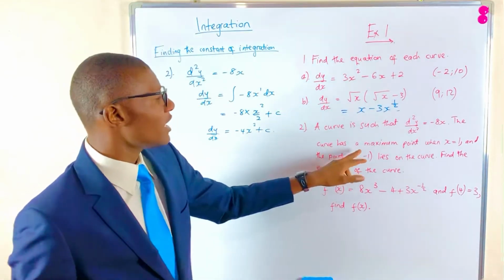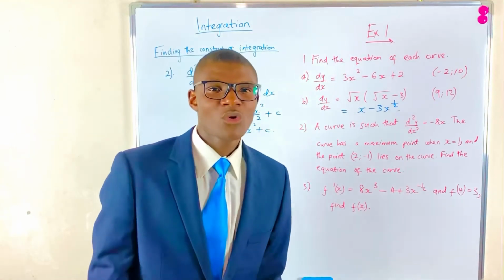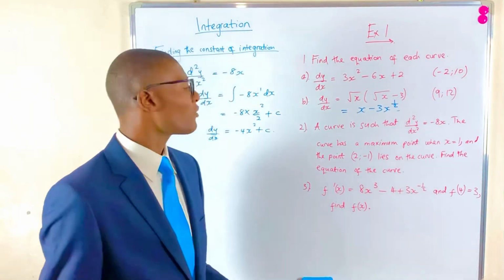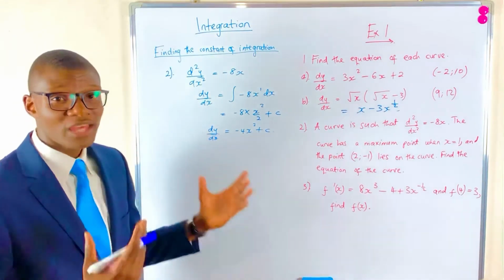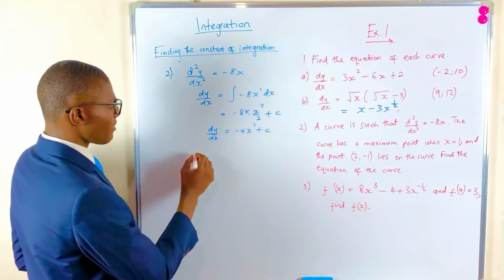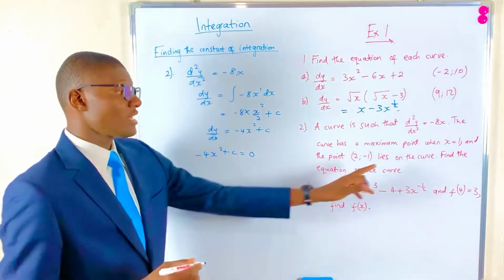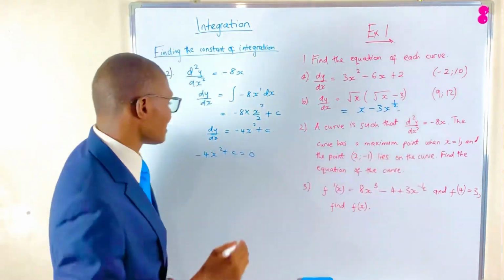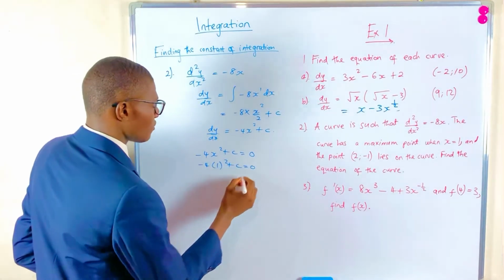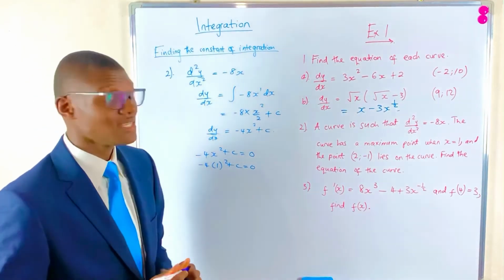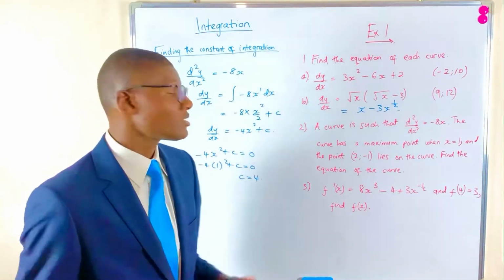We're told that the curve has a maximum point at x is equal to 1. But what do we know about a maximum point? A maximum point is a stationary point, and at a stationary point, the gradient function of a curve is equal to 0. So we're saying minus 4x squared plus c is equal to 0. But we're told that at that maximum point, x is equal to 1. So we're saying minus 4 times 1 squared plus c is equal to 0. Then we get minus 4 plus c, such that c will be equal to 4. So that's how we find the constant of integration.